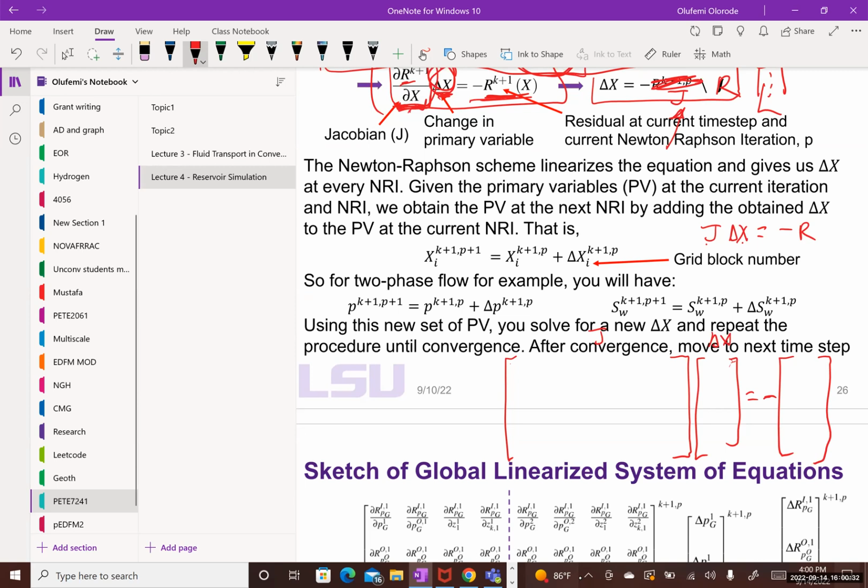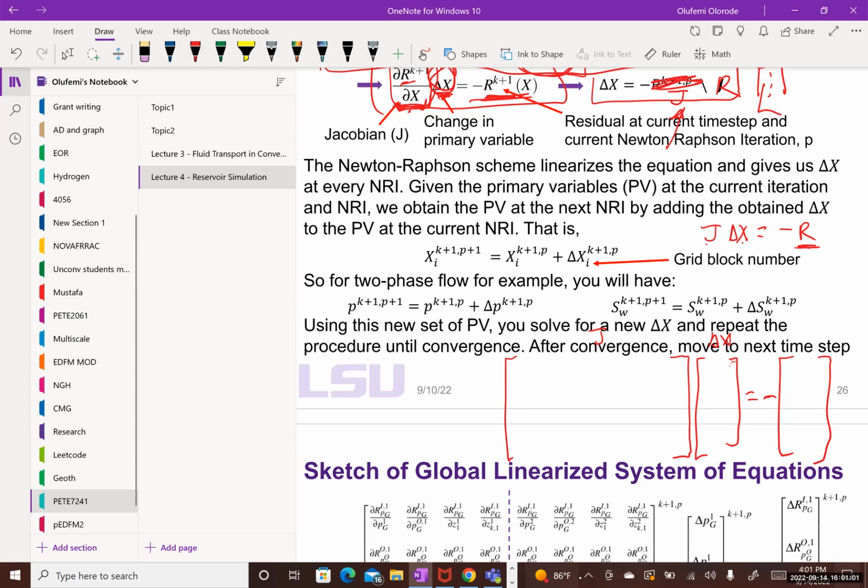What if we write the residuals first? You have to write the residual for each of the equations in each grid block. So let's assume it's two-phase, oil and water. So oil pressure and water saturation. I'm just going to use P and S. We already know the P is for oil pressure and S is saturation, grid block 1. So you can put subscript 1 there. But that's not what should be here, right? What should be here? Residual, right?